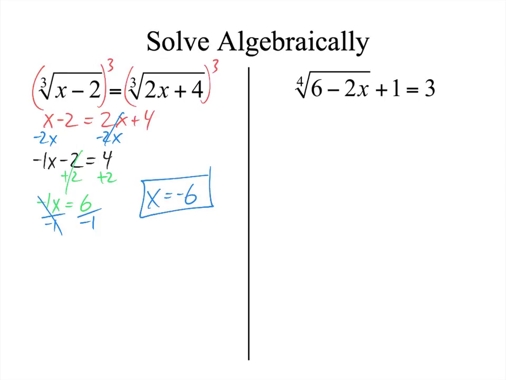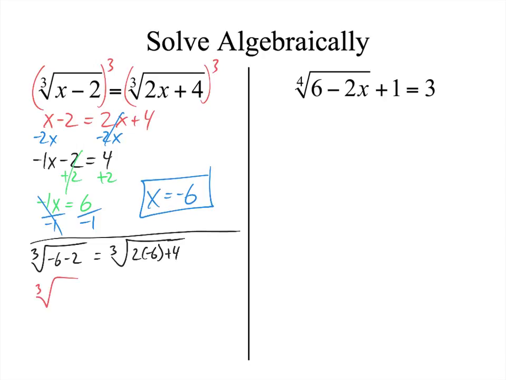But, like always, let's check to make sure it doesn't error. So I have the cube root of negative 6 minus 2 is equal to the cube root of 2 times negative 6 plus 4. Let's see if it works. The cube root, well, negative 6 minus 2 is negative 8. And I have a cube root of 2 times negative 6 is negative 12 plus 4. So I have the cube root of negative 8 is equal to the cube root of negative 8.